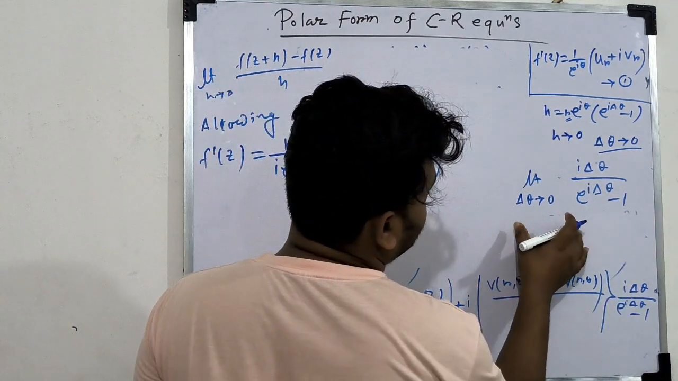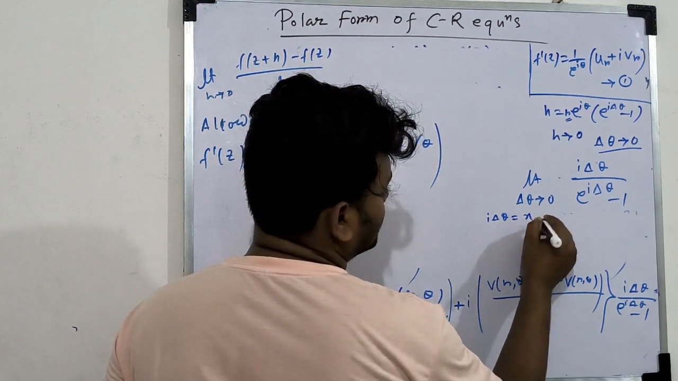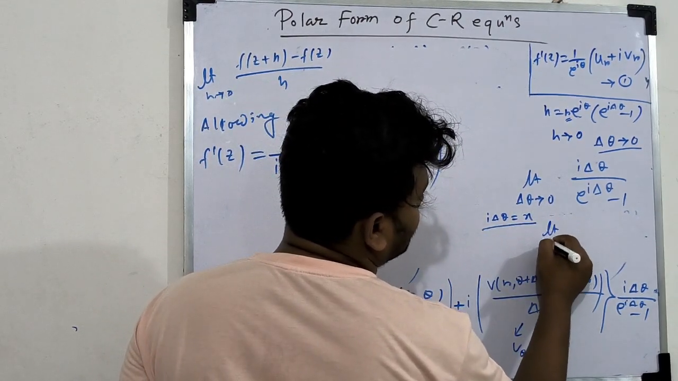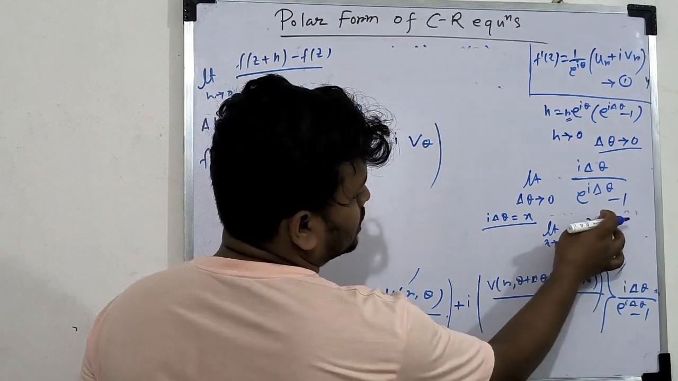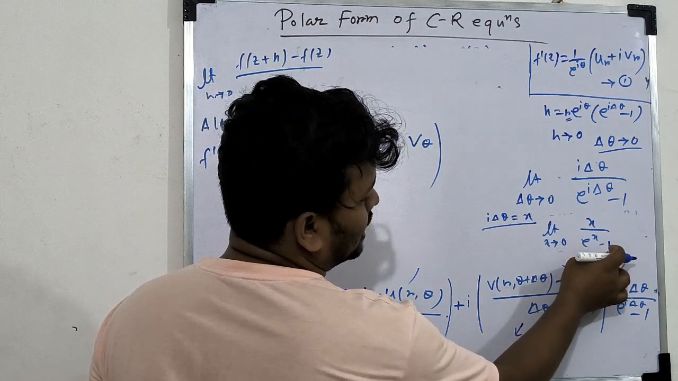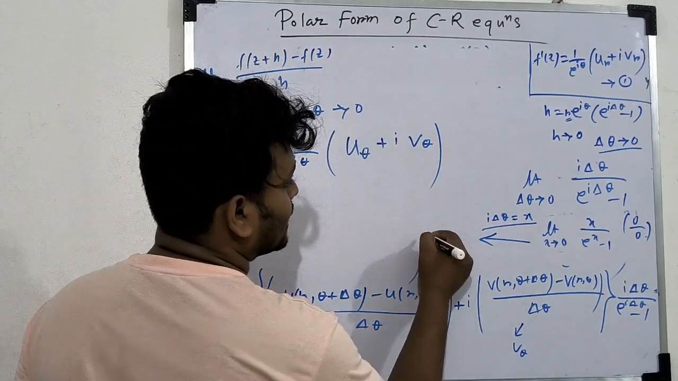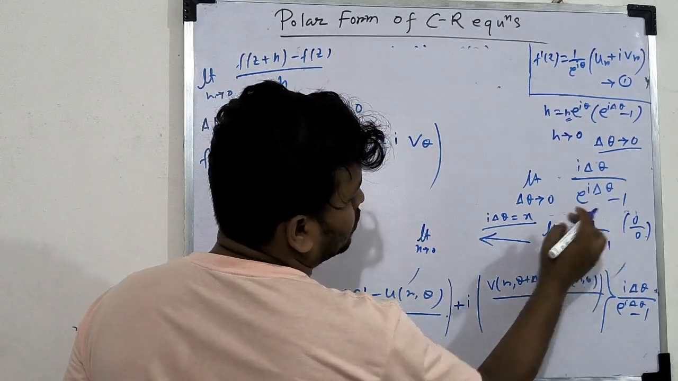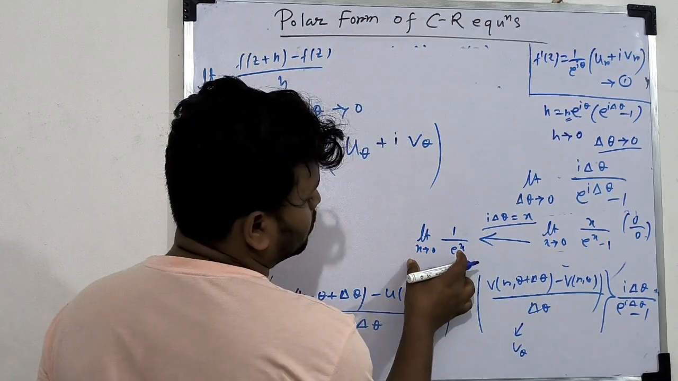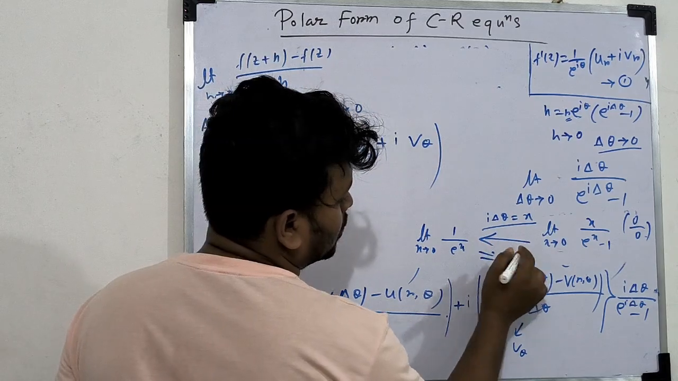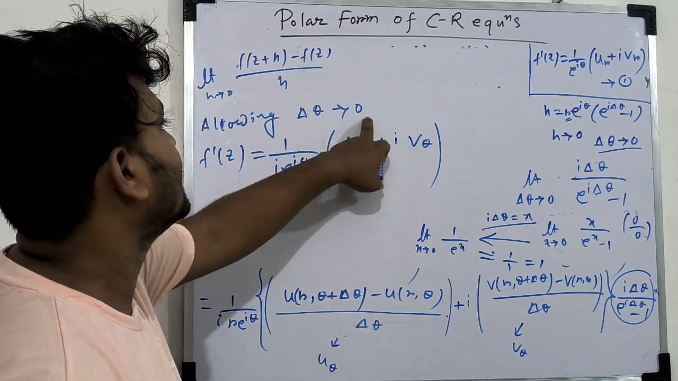How? Just put iΔθ equal to something like x. Therefore this can be written as limit x tends to 0 of x by e^x minus 1. As x tends to 0, the numerator is 0, and the denominator is e^0 minus 1, that is 1 minus 1. So this is a 0 by 0 form. So apply L'Hospital's rule. This will equal the derivative of x, that is 1, over the derivative of this function, that is e^x. Now if you put x tends to 0, you get 1 by 1, that is 1. So that's why this total term will be equal to 1 when we take Δθ tends to 0.